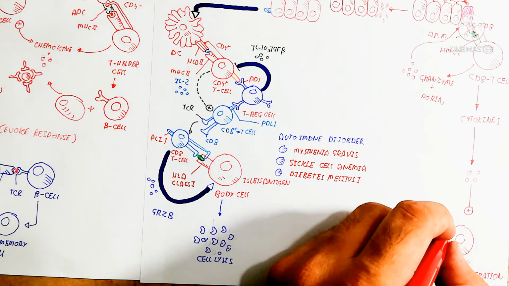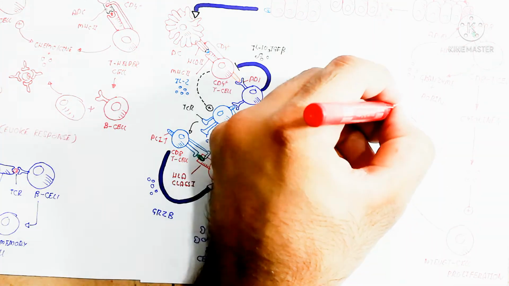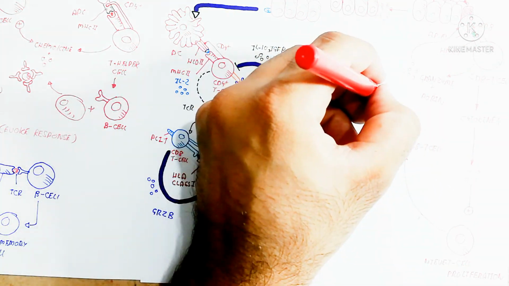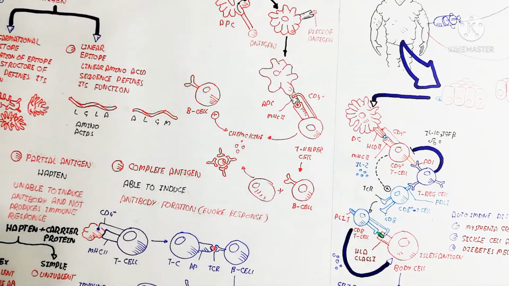So I hope that makes sense about these things. So you can see this is the production of the CD8 T cell, with more proliferation to kill more of the infected cells. So thanks for watching.